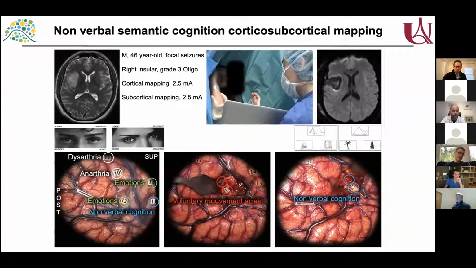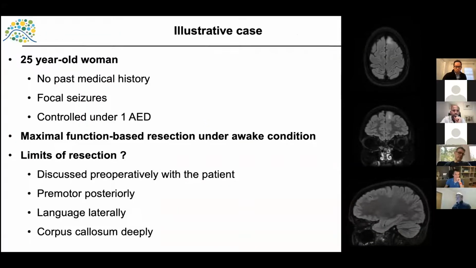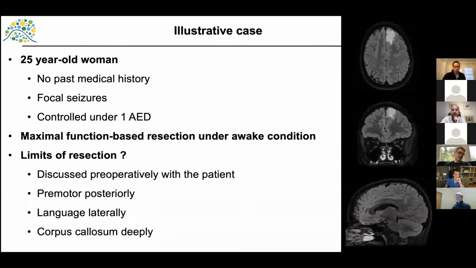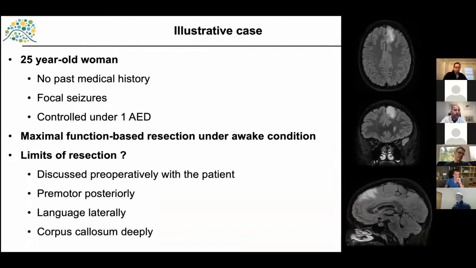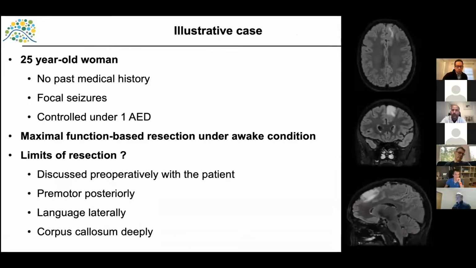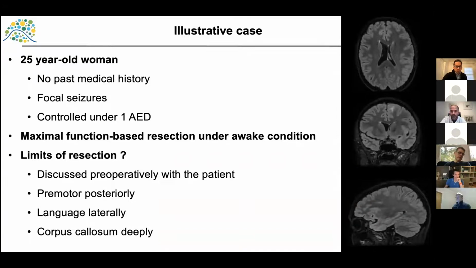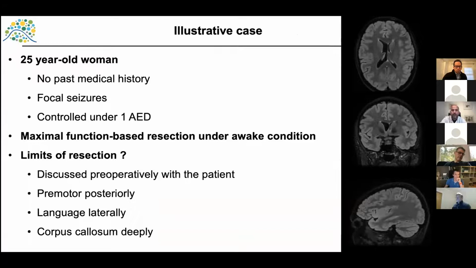Now let's focus on a particular illustrative case. This is a 20-year-old woman without past medical history who presents with focal seizures that are controlled under one anti-epileptic drug. Following preoperative workup, we identified this left diffuse glioma invading the superior frontal gyrus. We planned a maximal function-based resection under awake condition, and after discussions with the patient, we decided to tailor the resection posteriorly up to the premotor pathways and laterally up to the language pathways.